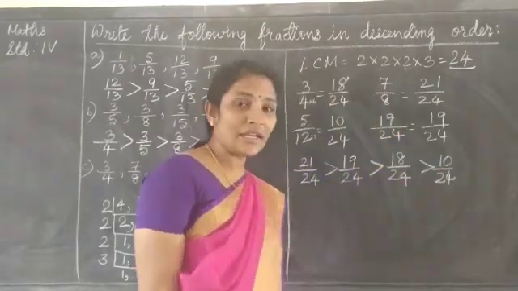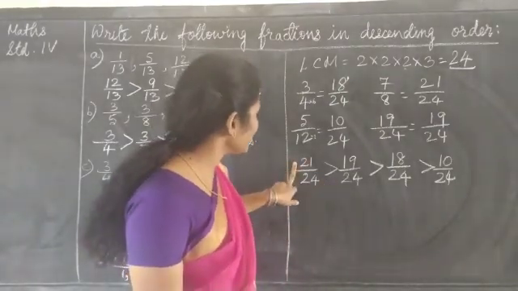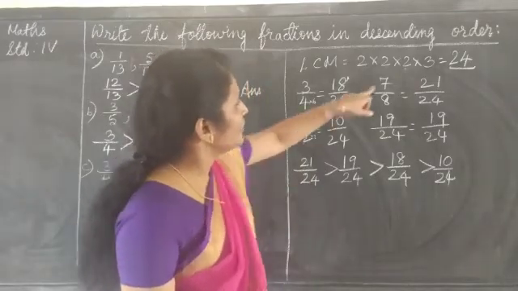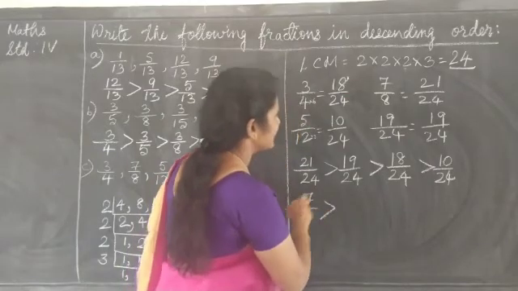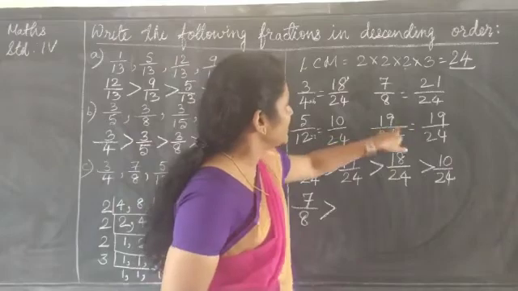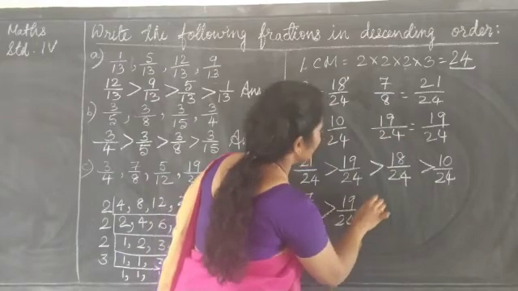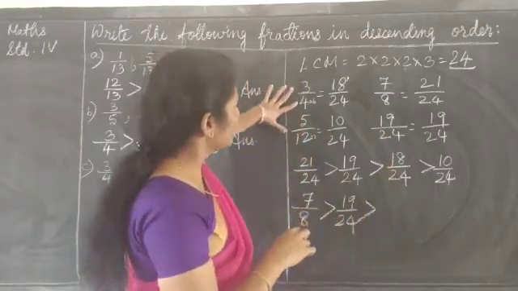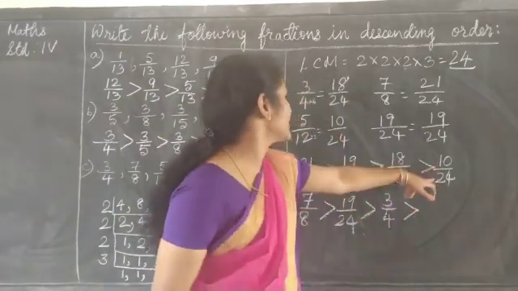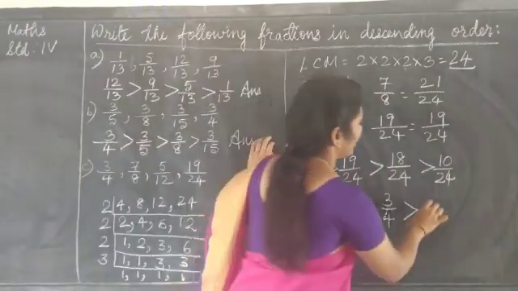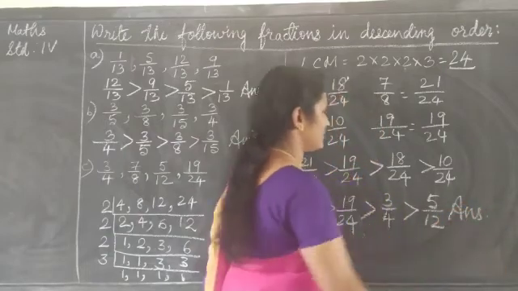Now, is it the final answer? No, this is not the final answer. We have to find out what is the final answer. Which is 21 by 24? 21 by 24 is 7 by 8. Which is 19 by 24? 19 by 24 is 19 by 24. And which is 18 by 24? That is 3 by 4. And the next last one is 10 by 24. That is 5 by 12. This is the final answer.